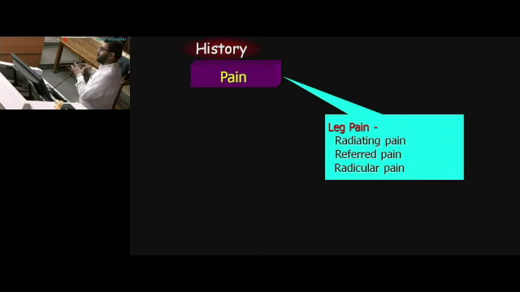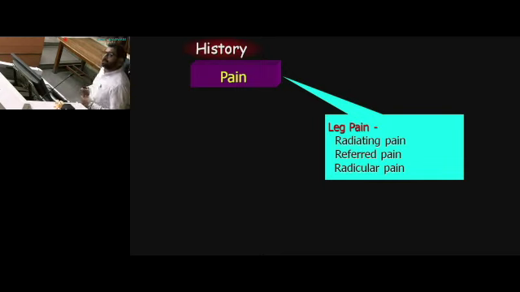Referred pain is a pain in which the patient has pathology at some other site and is not having pain at the actual site of pathology, but has pain at a distant site. Like it happens in appendicular pain. The pathology is in the right iliac fossa, but the pain is felt at the umbilicus. It is not happening at the site of actual pathology.